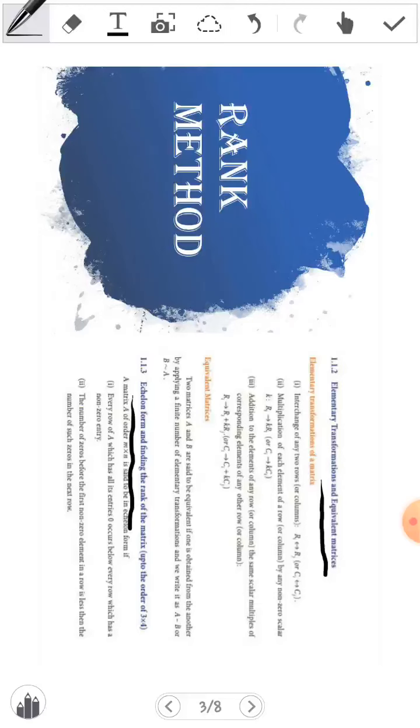Equivalent matrix is represented by the inverted S, achieving echelon form, finding the rank we saw till now.